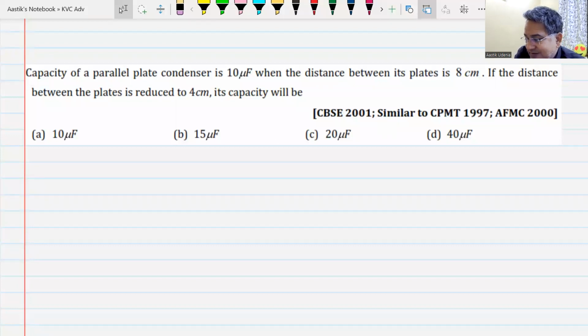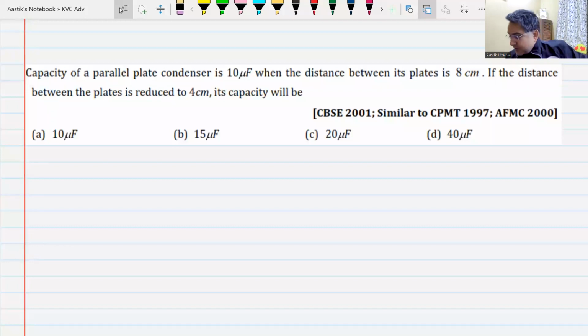The capacity of a parallel plate capacitor is 10 microfarad when the distance between the plates is 8 centimeter. If the distance between the plates is reduced to 4 centimeter, what will be the capacitance? I'll give you 2 minutes to give me the answer. Sir, option C is correct.